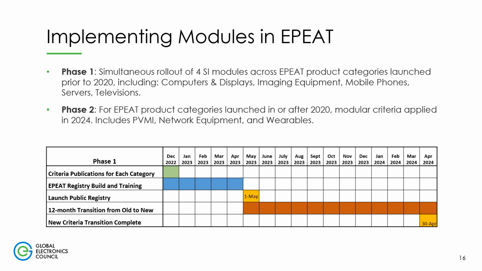So based on those considerations, here's the timeline. In phase 1, we'll simultaneously, again, apply all 4 sustainability impact modules and any product-specific criteria across EPEAT categories that launched prior to 2020. So this would include computers and displays, imaging equipment, mobile phones, servers, and televisions. Phase 2 will cover EPEAT categories launched in or after 2020. That would be photovoltaics, network equipment, and wearables, which is actually under development.